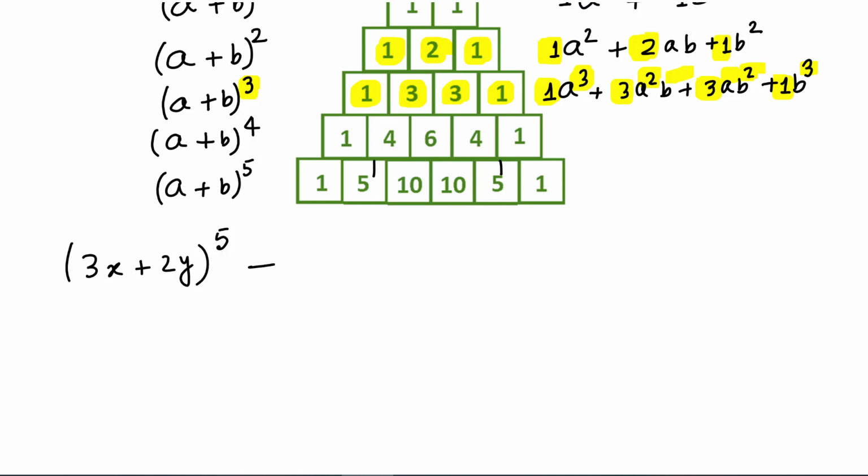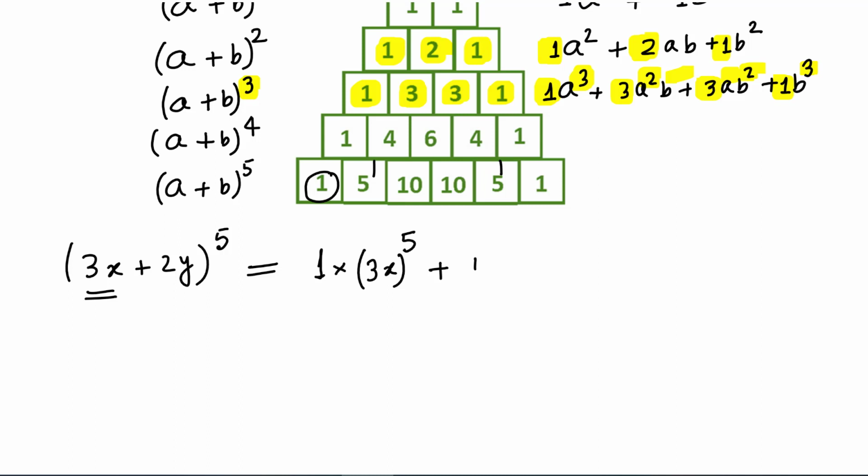Now let us try to expand this. Initially, the coefficient is 1, and this times we will have 3x, which is a raised to the power 5, and b raised to the power 0. So that is 2y raised to the power 0, which is 1.